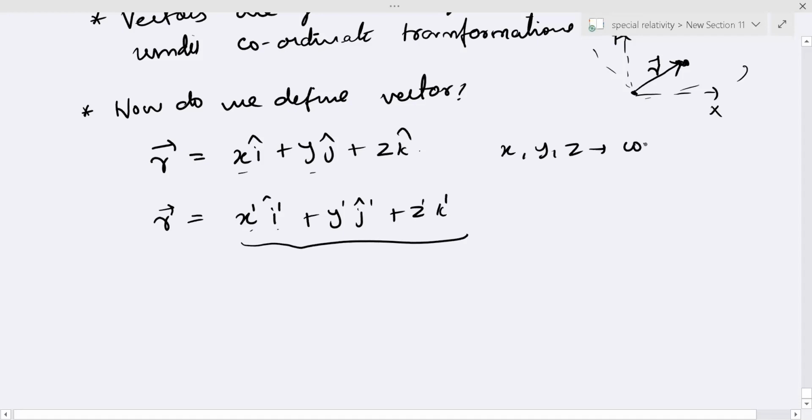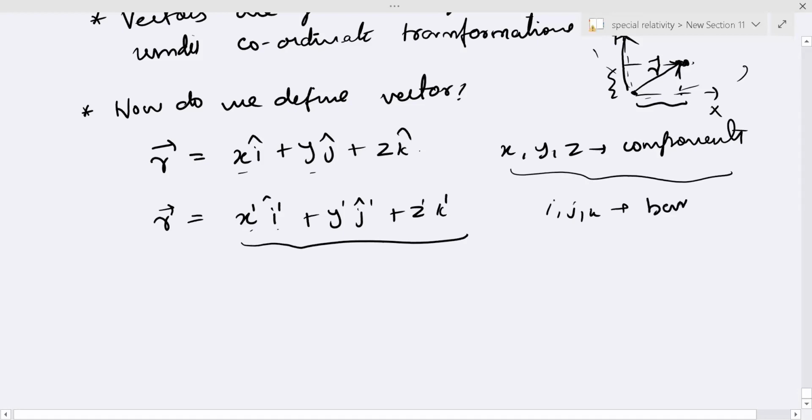x, y, z are called the components of the vector, and these components are dependent on the coordinate system that you choose. If this is the coordinate system you choose, then the x component is this length and the y component is this length. If you take some other frame, the x component and y component will be different. So x, y, z are the components, and i, j, k are known as the basis vectors.